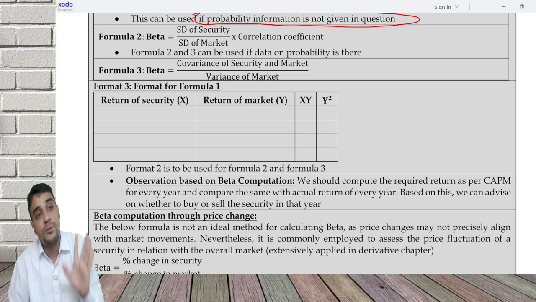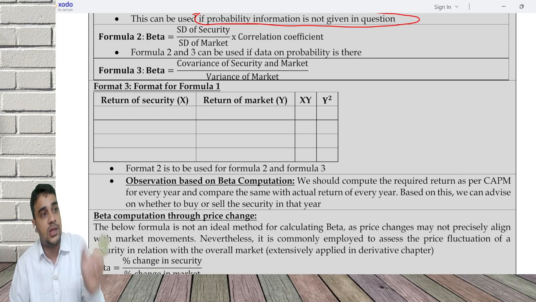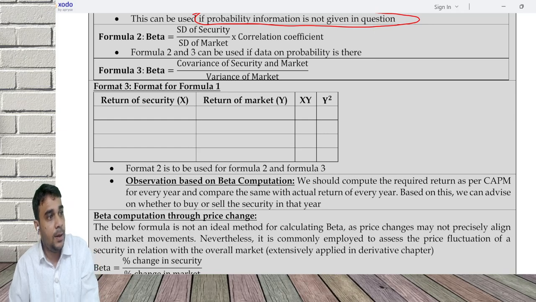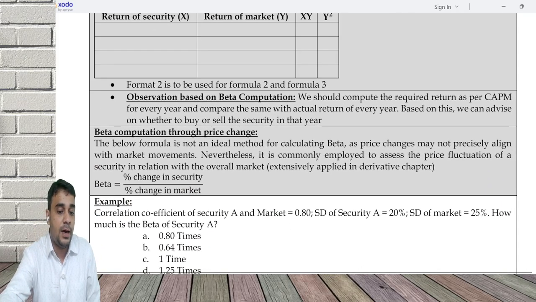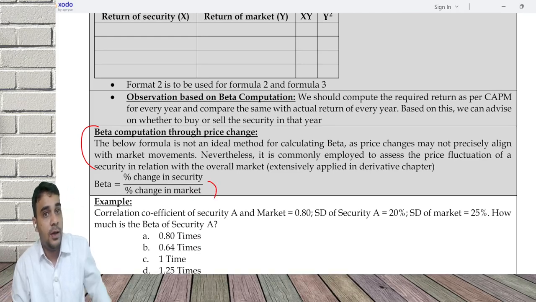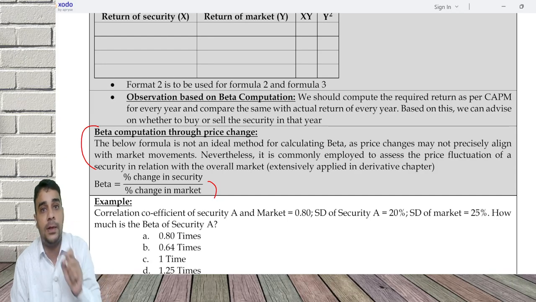Beta computation through price change. This is what I was saying, that 2 days back market went down by 4%. Somebody's security has gone down by 8%. Indirectly you can say that security is double risk of market. And if you remember, I had used this when I was doing mutual fund. We calculated the beta, market went down by 5%, our portfolio went down by 5 into the beta. So this can also be done.